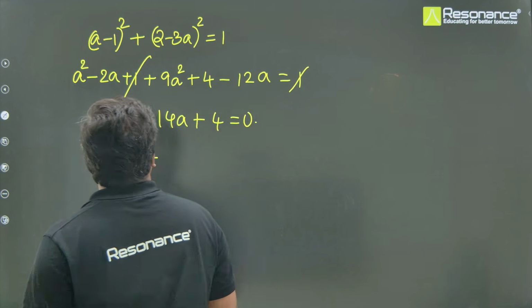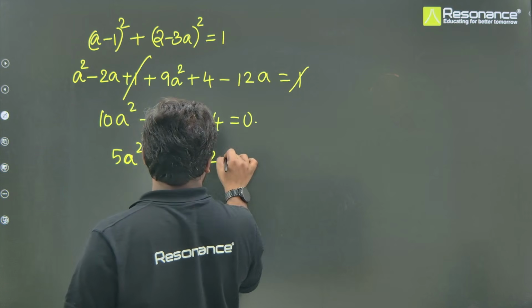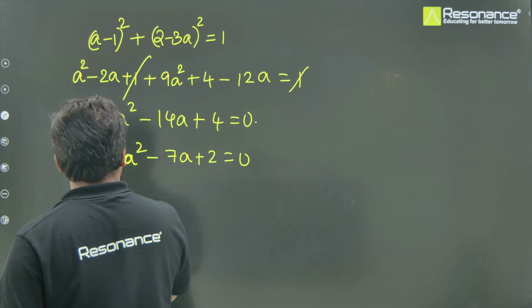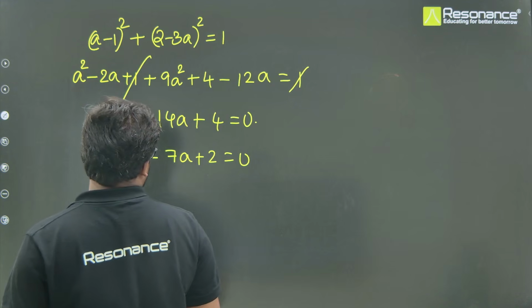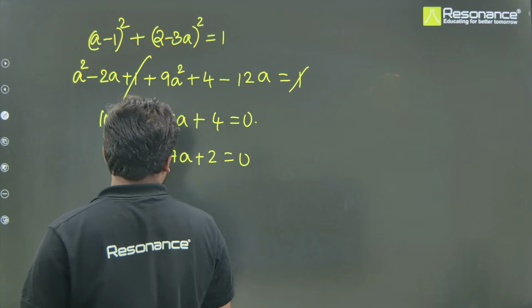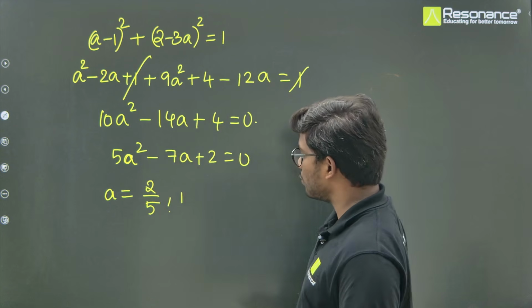Which is 5a square minus 7a plus 2 equals 0. So a is what? A could be 2 by 5 and 1.